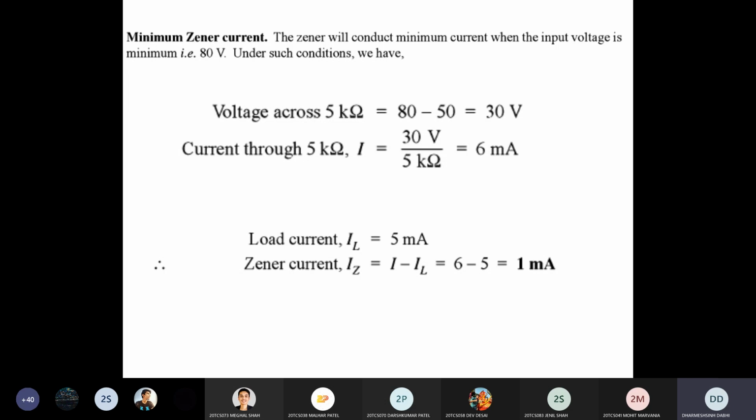Clear, all of you, this? Any doubt? No, sir. So write down the next second example.